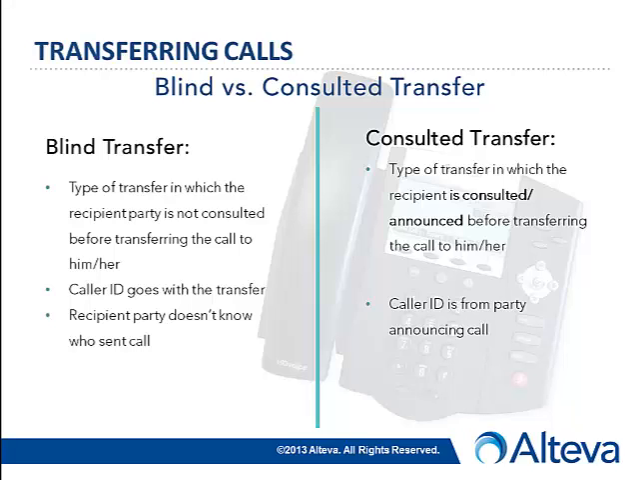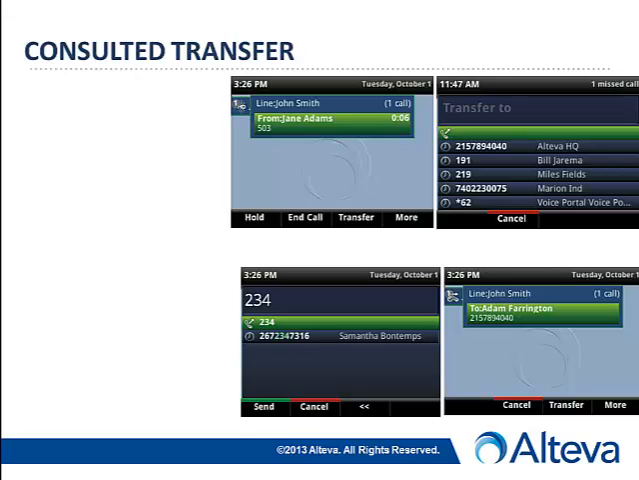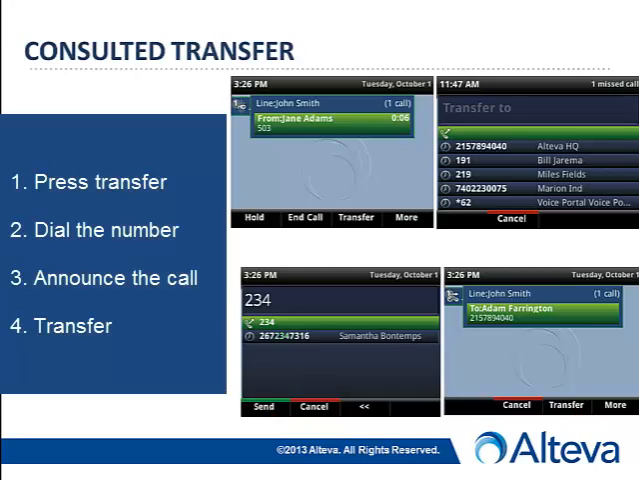Let's review how to do a consulted transfer first. During an active call, you'll press the Transfer soft key. Next, you will dial the extension or the phone number, and this can be an extension or a 10-digit number. Then you'll press Send. Announce the call once the caller picks up. And lastly, you'll press the Transfer soft key. So in short, you'll press Transfer, dial the number, announce the call, and then press the Transfer soft key again. Pressing the Cancel soft key will return you back to the caller.